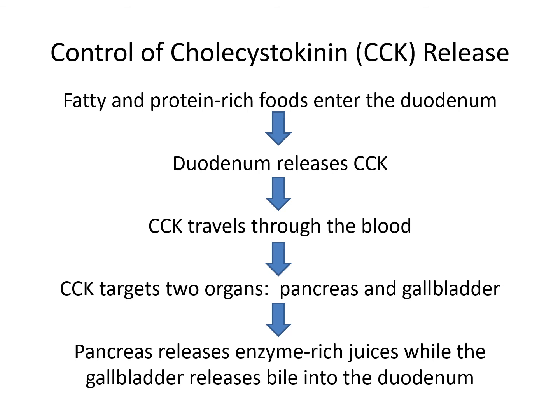And the end goal is to get enzyme-rich juices coming from the pancreas into the small intestine. That helps us to break down or hydrolyze the remaining food groups there. The gallbladder, of course, releases bile that's been stored into the small intestine. That also assists with emulsification of fats.